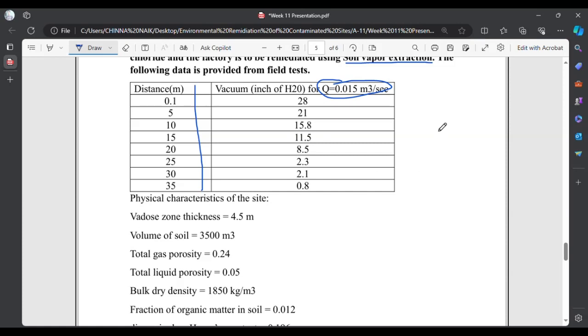We already discussed this from the vacuum pipe radius of influence, right? As we move away from the vacuum source, the vacuum we created will decrease. As distance increases from the vacuum source, we have seen that the vacuum, which they mention in the unit inch of H2O, decreases, right?